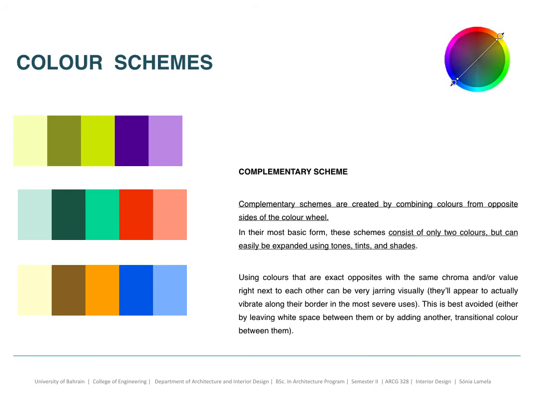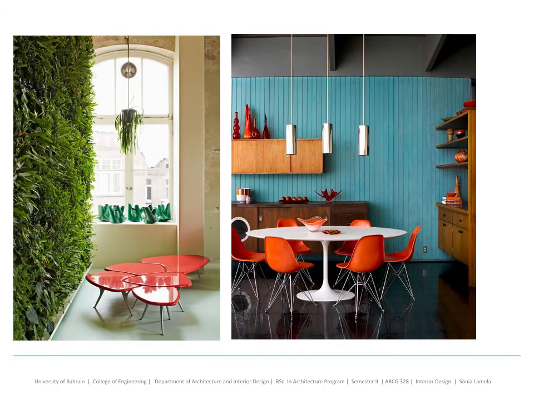And then we have the complementary scheme, and here you'll see what happens. If you look at the color wheel on top on the right side, you'll see that now it's passing through the middle. It's going from 45-degree lines from the upper border to the lower border. The complementary schemes are created by combining colors that are on opposite sides of the color wheel. And usually it consists of only two colors, but it can also be enlarged to the tones, tints and shades. And we have two examples here of some application of that scheme.